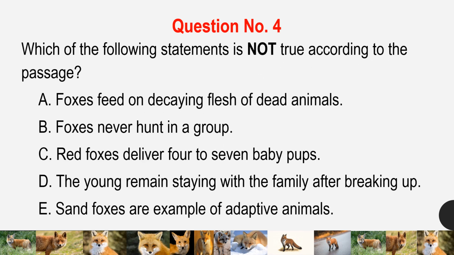Question number 4. Which of the following statements is not true according to the passage? A. Foxes feed on decaying flesh of dead animals. B. Foxes never hunt in a group. C. Red foxes deliver 4 to 7 baby pups. D. The young remain staying with the family after breaking up. E. Sand foxes are example of adaptive animals. To answer question number 4, let's go to the whole passage.